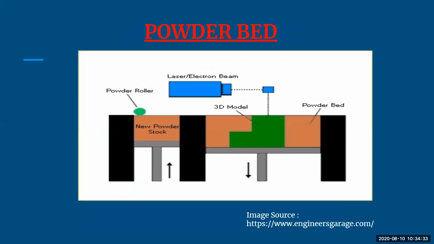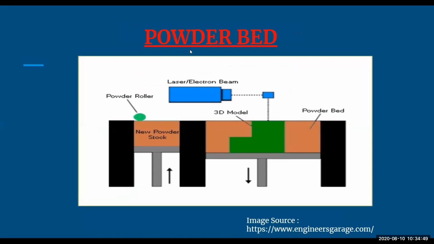Next is the powder bed. Just like laser sintering, the powder bed also starts with a raw material in powdered form. But the difference is that in laser sintering you are fusing it with a laser. In the diagram you must have seen there was a laser in laser sintering. But here you are dispensing it by a print head. You can see there is a print head here. That is a laser electron beam.